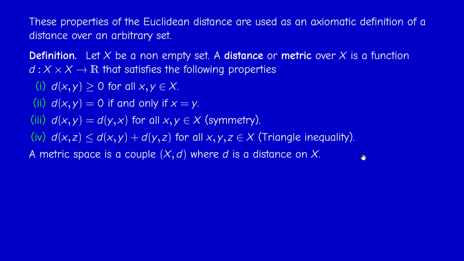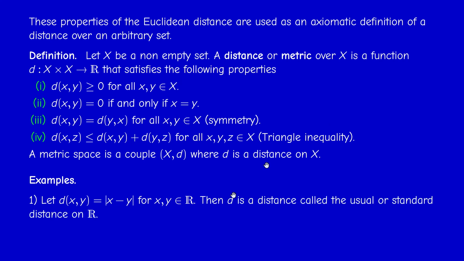And now, as usual, let us give examples of metric spaces. We start with the trivial example, the usual distance on R. We take X equal to R, the real line, and we set d(x,y) equal to the absolute value of x minus y, and this is called the usual or standard distance on R. So you know that it satisfies all these properties. It's trivial.